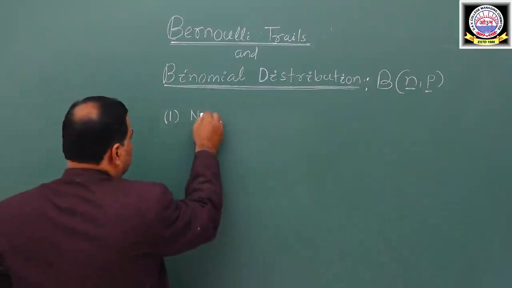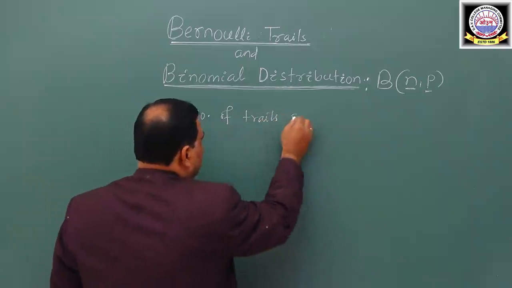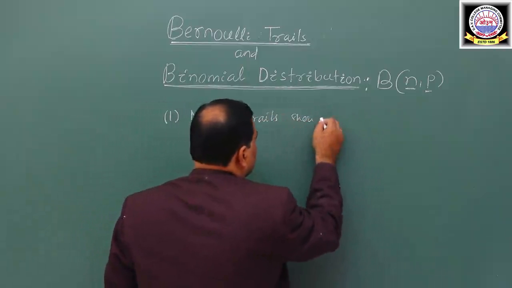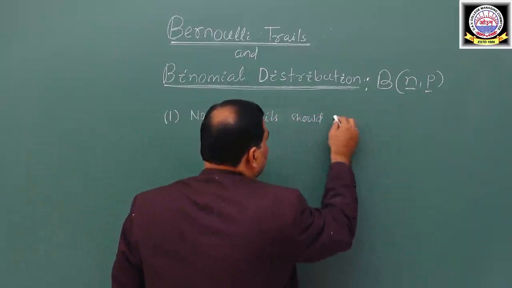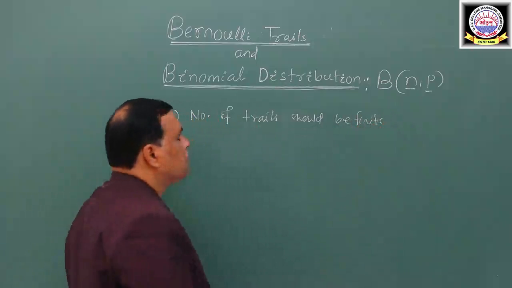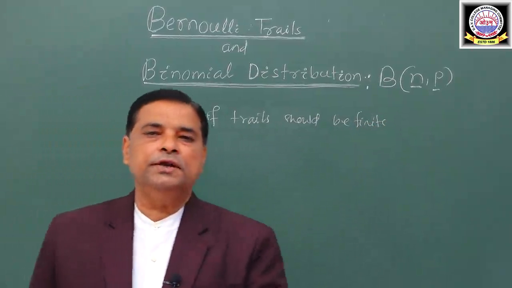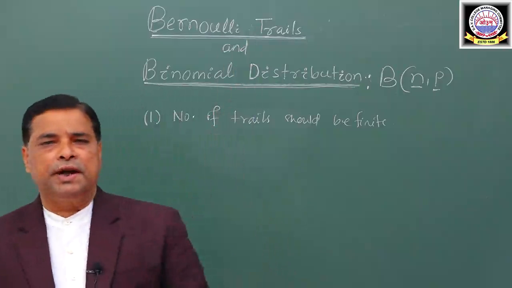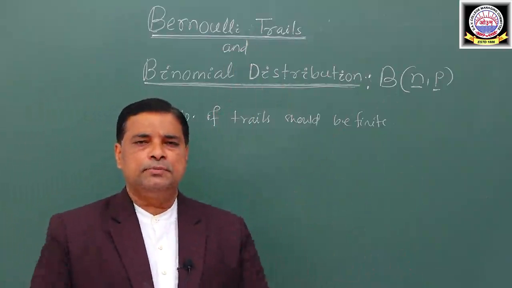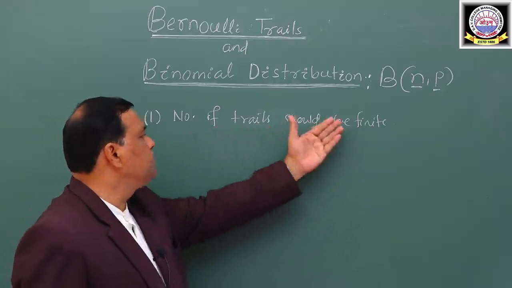The number of trials should be finite. That means you can perform tossing a coin a finite number of times. It will not go to infinity. If it goes to infinity, then the Poisson distribution will come. I am not going into details about the Poisson distribution, only binomial. The number of trials should be finite.